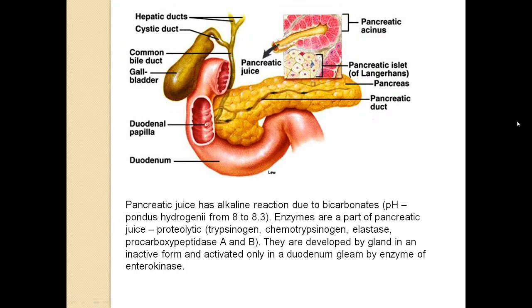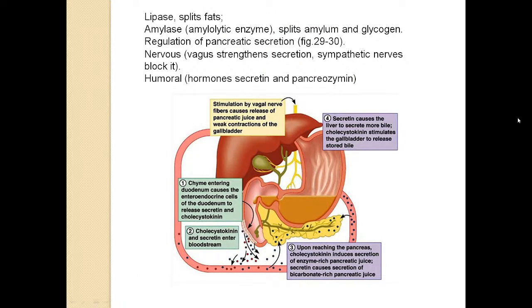Enzymes are a part of pancreatic juice: proteolytic enzymes trypsinogen, chymotrypsinogen, elastase, procarboxypeptidase A and B. They are produced by the gland in an inactive form and activated only in the duodenum by the enzyme enterokinase. Next, pancreatic juice also contains lipase, which splits fats, and amylase, an amylolytic enzyme, which splits starch and glycogen.